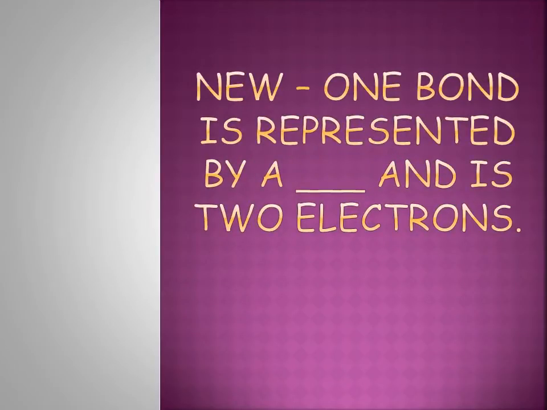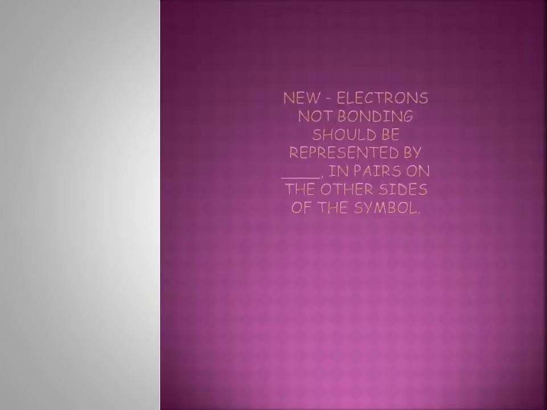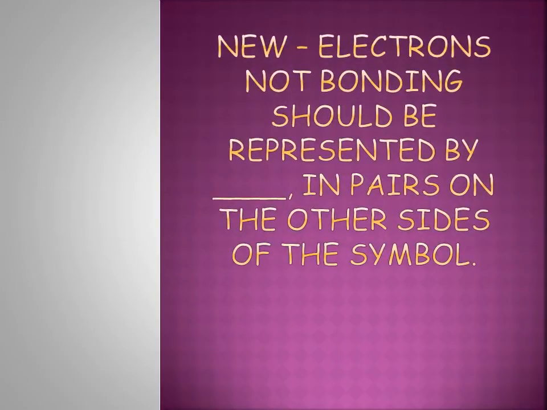Okay. So here is when we're going to actually learn how to draw these structures, and it can be kind of difficult, so let's just take it one step at a time. So a bond is going to be represented by a line, and a bond is going to be 2 electrons. Electrons that are not bonding, they're going to be represented by dots, so that's nothing new. And they're going to be on pairs on the other sides of the symbol. So that's kind of like what we've seen before.